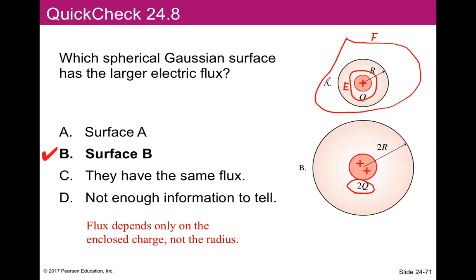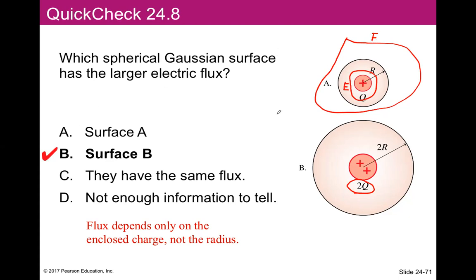Now you have three surfaces. A is the original surface, E is a small surface, and F is a big surface. They all contain the charge of Q. So my question is, which surface has a larger electric flux, A or E or F? They're the same? Right, excellent.